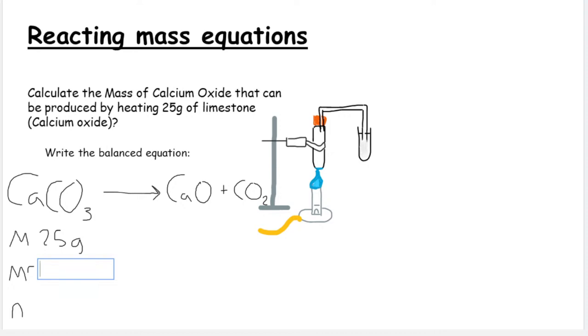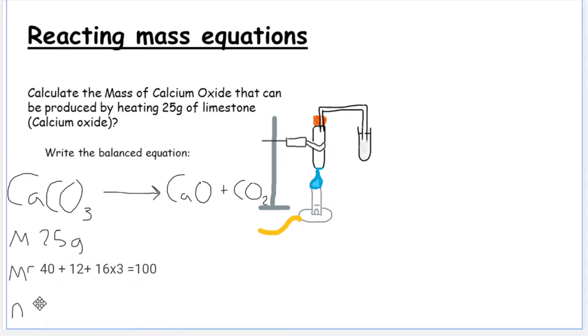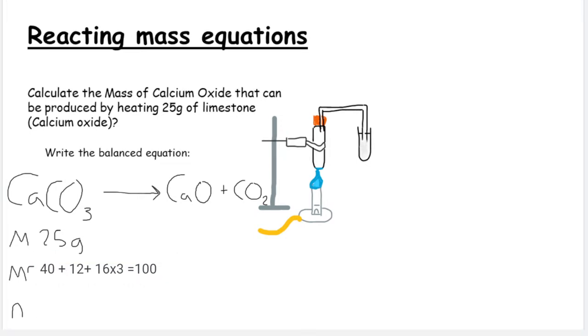The MR is 40 for calcium plus 12. Carbon is definitely 12 because we use it so much. And oxygen, 16, times 3, which is 48. So 48 plus 12 plus 40, and we're looking at roughly 100. I can't remember off the top of my head if calcium is 40.1. It may well be. Some of you might know in the chat what calcium's proper MR is.